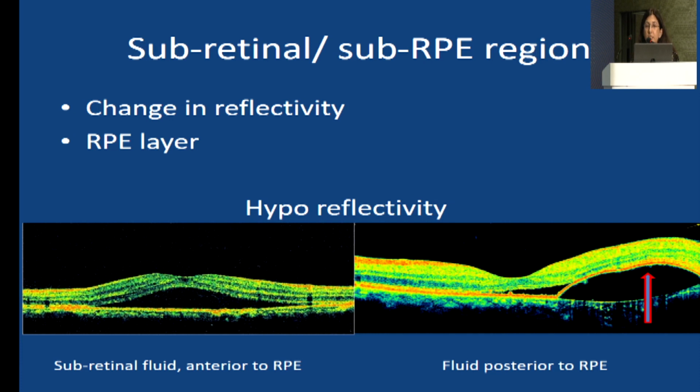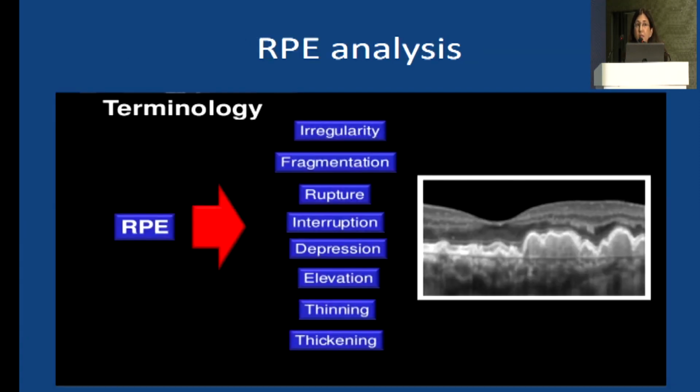Next comes the subretinal and sub-RP region. Here again the hyperreflectivity pattern is very important, especially in relation to the RP layer. So if the fluid is above the RP layer, then it becomes subretinal fluid. And if it is below the RP layer, then it becomes a pigment epithelial detachment. So this case has both subretinal as well as PED fluid. Now the RP layer is very important because in many cases that's the layer which is going to tell you what is the possible diagnosis.